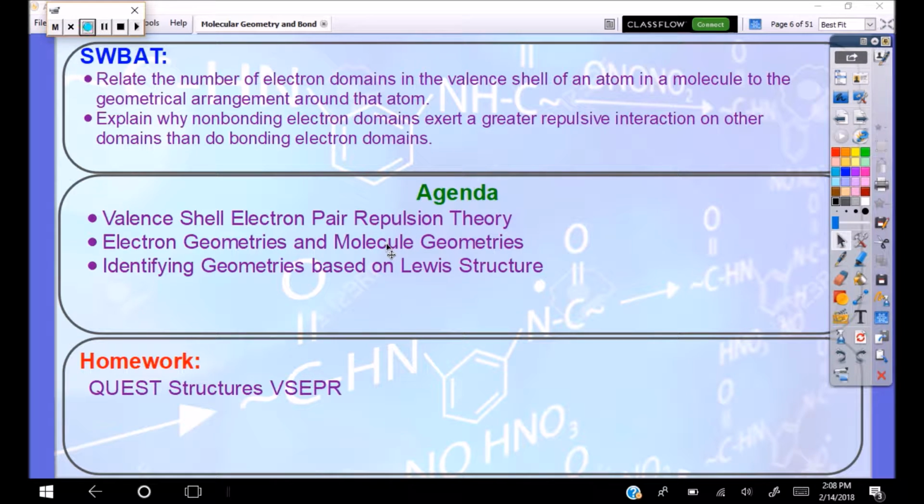Today we're going to relate the number of electron domains in the valence shell of an atom to the geometrical arrangement around that atom. So big deal, molecule shapes. Explain why non-bonding electron domains exert a greater repulsive interaction on other domains than bonding domains do. That's basically the crux of the valence shell electron pair repulsion theory. The quest that goes with this is structures VSEPR.